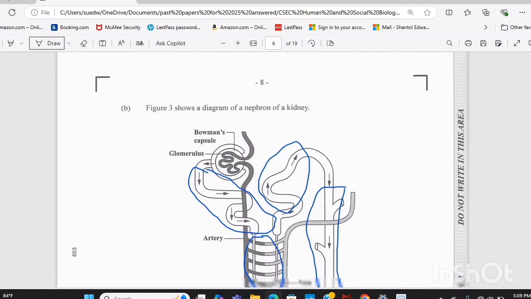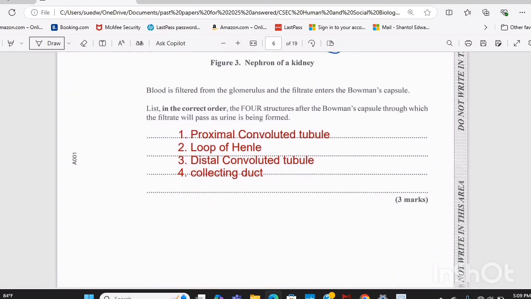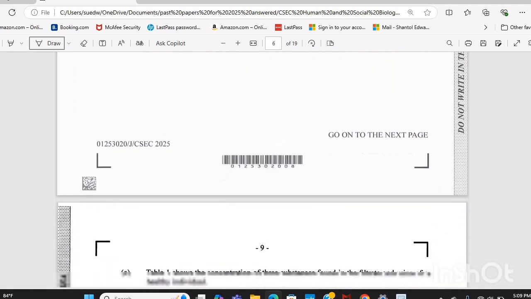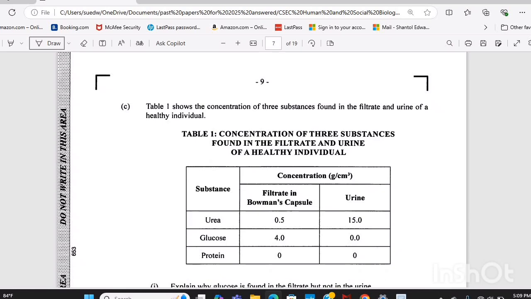Now, if this diagram looks very strange to you, I'm going to ask that you go run over to your textbook, your notebook, and revisit the topic excretion, especially excretion in the kidney. All right. Let's look at this table now. It says table 1 shows the concentration of 3 substances found in the filtrate and urine of a healthy individual. So in the urine sample, they would have found 0.5 grams per centimeter cube of urea in the filtrate in the Bowman's capsule, 4 grams per centimeter cube of glucose in the Bowman's capsule, 0 protein in the Bowman's capsule.